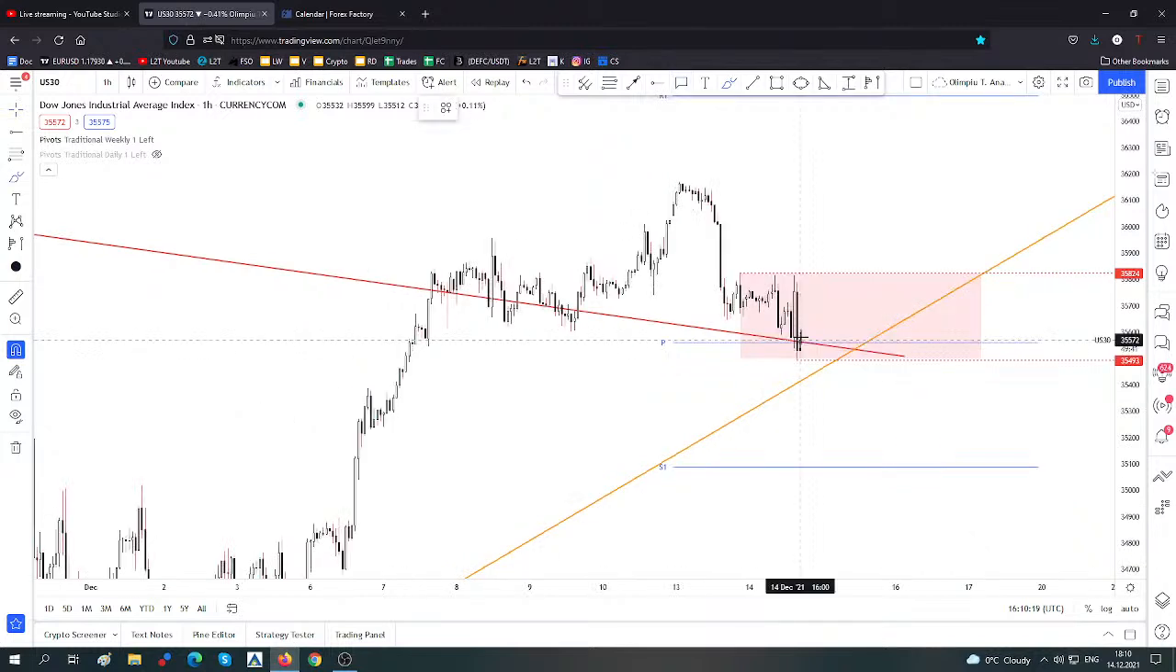Maybe something like this, a valid breakdown here. A new lower low could signal a larger downside movement. And something like this: false breakdowns, test, retests. An upside breakout from this range could signal an upside continuation.